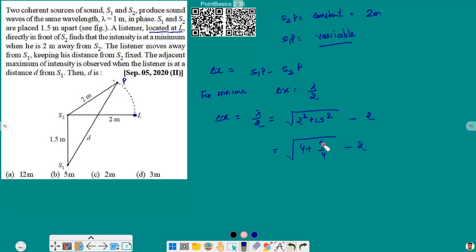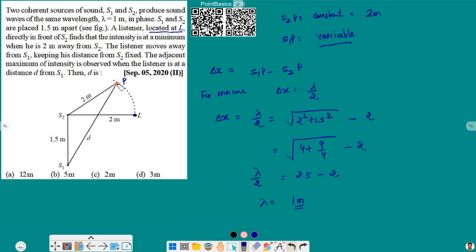So this will be 16 plus 9, 25, and the root of that will be 5 divided by 2. So that will be 2.5 minus 2 is equal to lambda by 2, and lambda basically comes up to be 1 meter.